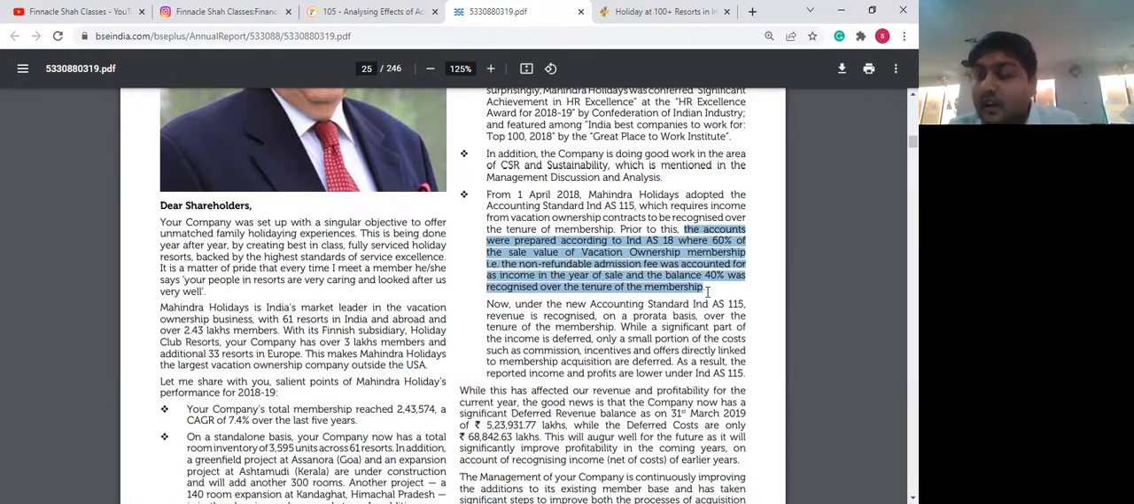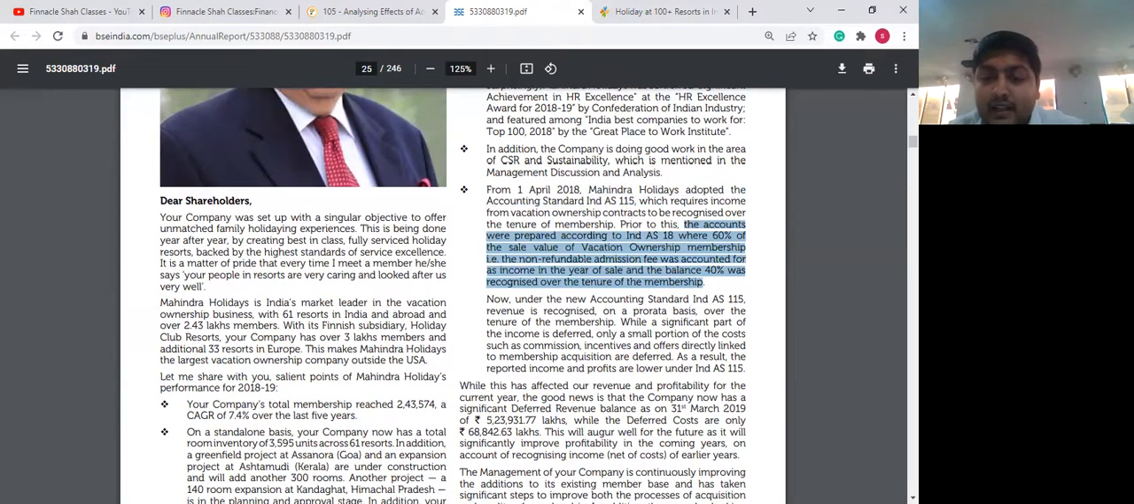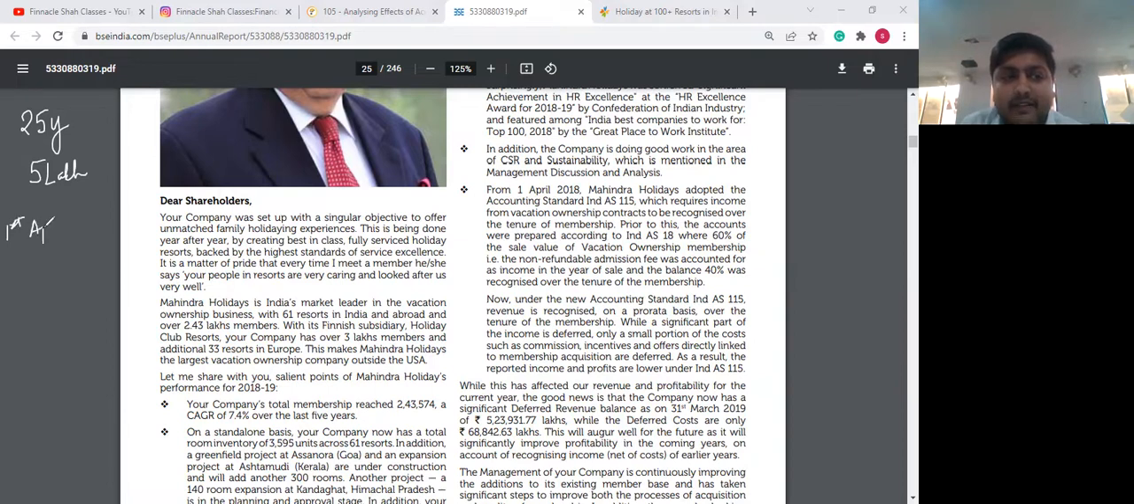Let me take a dummy figure and explain to you how this impact can be explained numerically. All right. So let's say I am Mahindra Holidays and I sell a 25-year membership for, let's say, 5 lakh rupees. Now, earlier in IND AS 18 for FY 18, what used to happen? Let's say I sold this membership on 1st April 2017, which happens to be the first working day of FY 18. So 1st April 2017, we sold this 25-year membership at 5 lakh rupees, which is the first working day of FY 18.